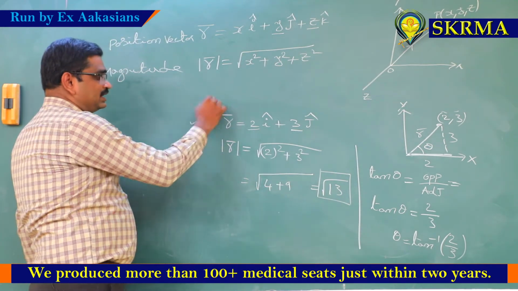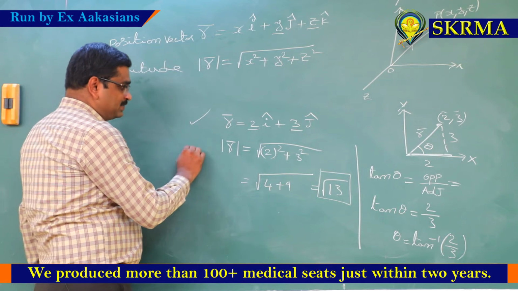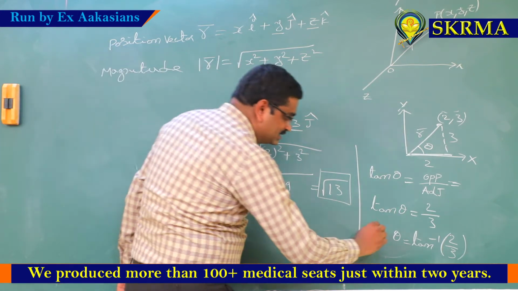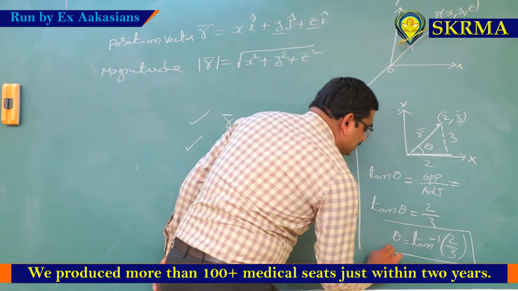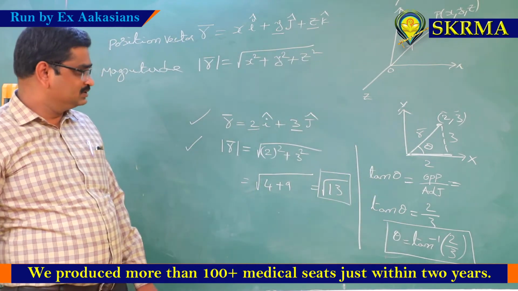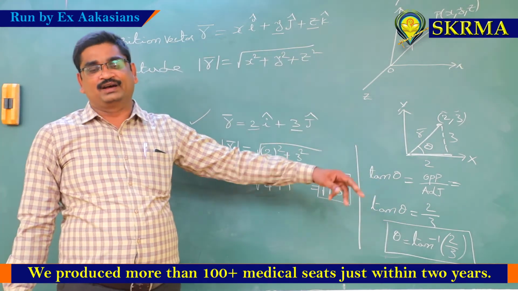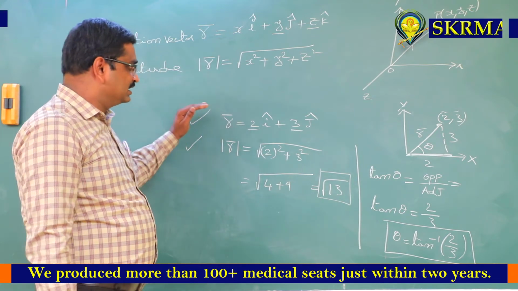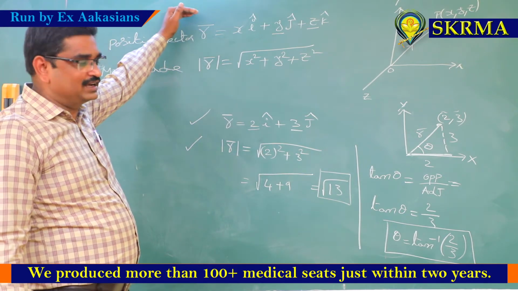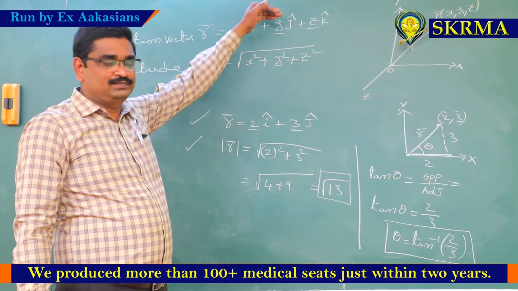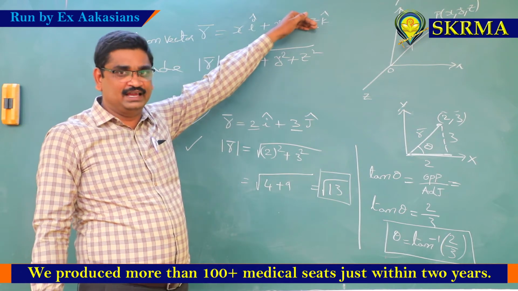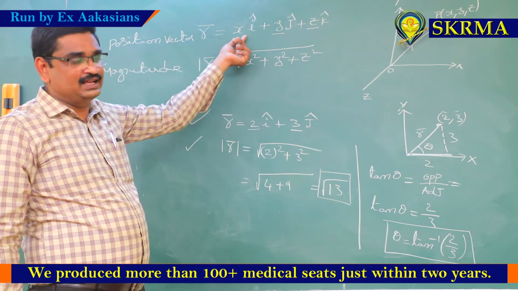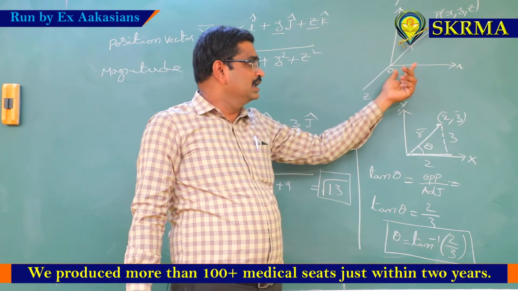So this is the position vector, the vector notation. This is the magnitude of that vector. This is the angle made by that vector with the positive x-axis. This is the general format for any vector notation: x i cap plus y j cap plus z k cap. What is x here? x is the component of the vector along the x-axis.